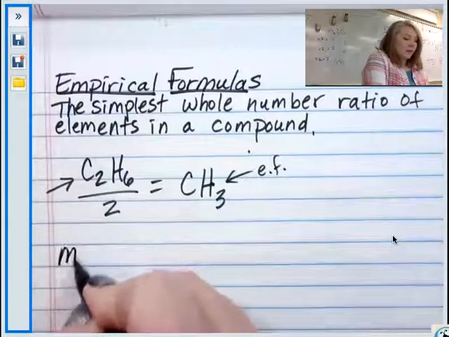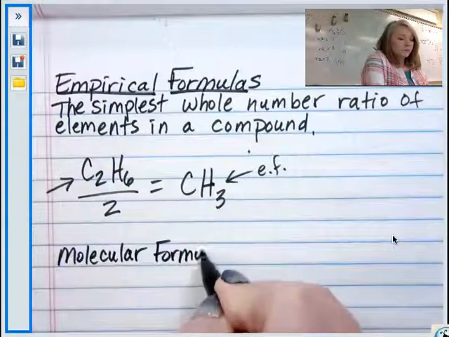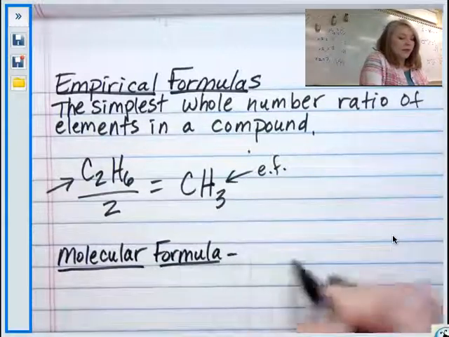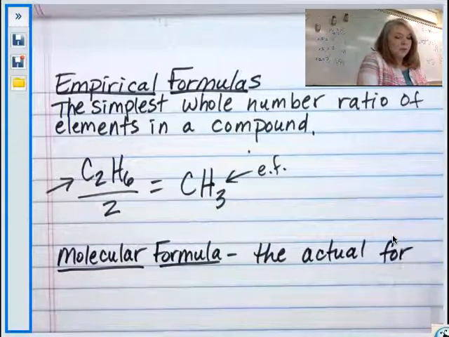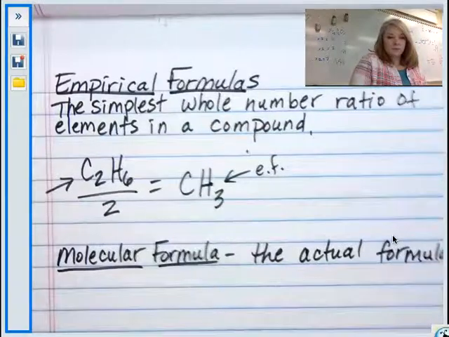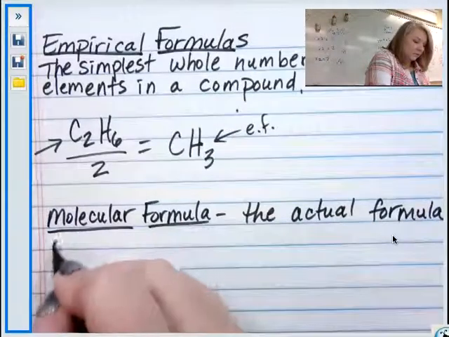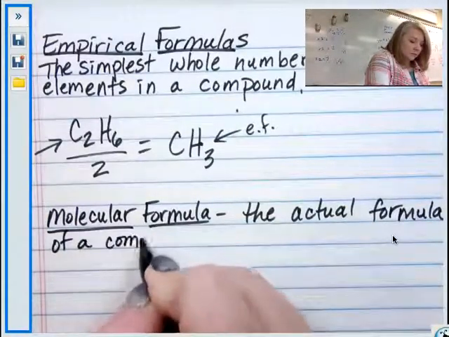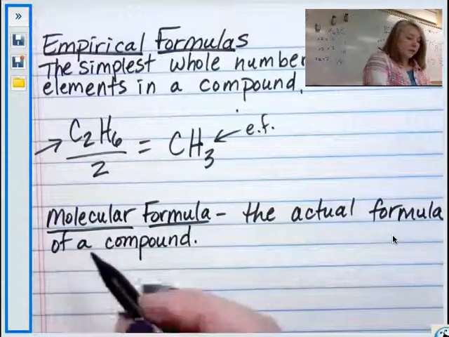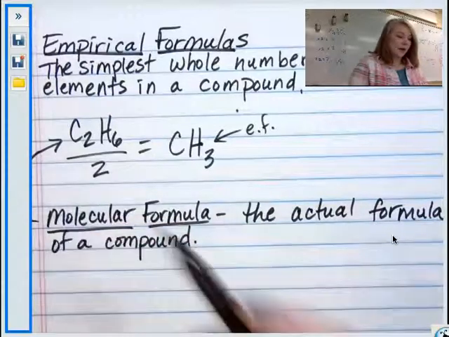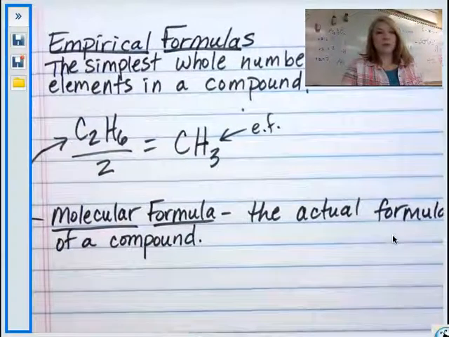So let's define that, molecular formula. The molecular formula is the actual formula of a compound. So if I looked at C2H6, it's like, oh, okay, I can simplify that. That would be my empirical formula, but C2H6 is what the formula really is.